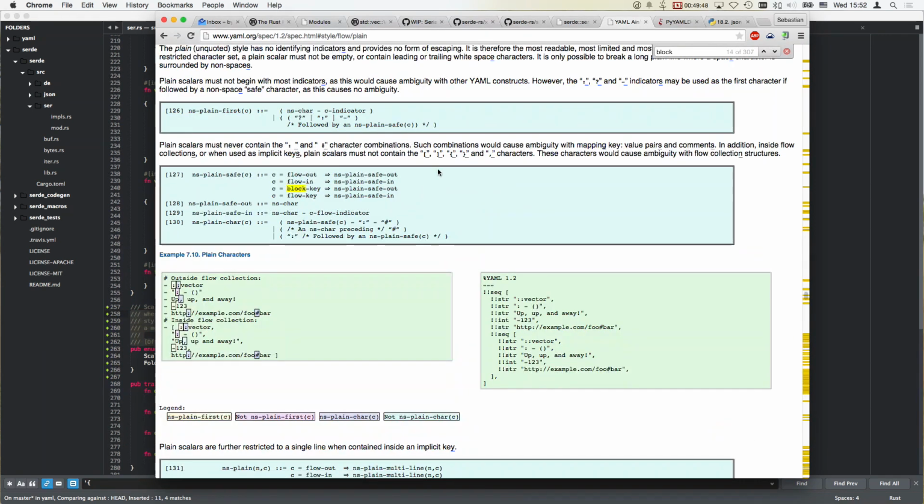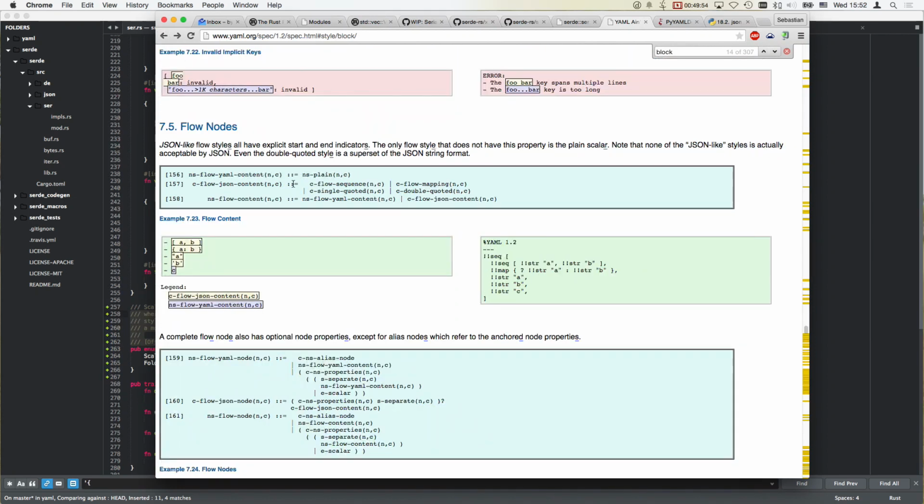Plain scalar. What's a plain scalar? Note that none of the JSON-like styles is actually acceptable by JSON. Even the double quoted style is a superset of the JSON string format.